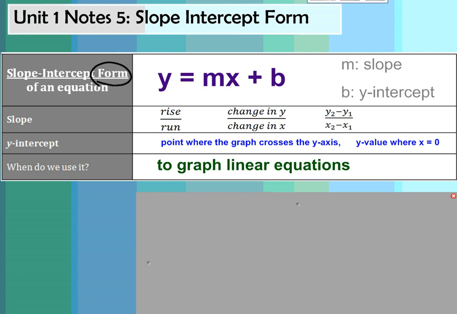Slope-intercept form of an equation: y equals mx plus b. M is your slope, b is your y-intercept. Let me say that again. M is your slope, b is your y-intercept. What do those two things mean?